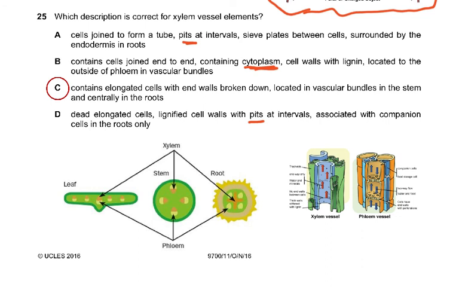Associated with companion cell. Yes, pits is correct. Xylem has pits. This one is also correct, but then, of course, companion cells are in the phloem, not in the xylem vessel. So this is what you have to figure out. Why was A wrong? Cells joined, pits at the sieve plates. Sieve plates are found in phloem. So this was the wrong part. So you have to see which one was wrong in every part. And then, of course, you knew that C was correct in this part of the question.